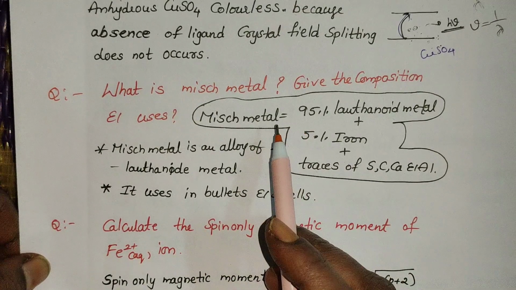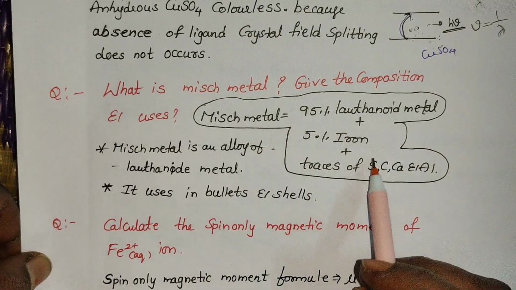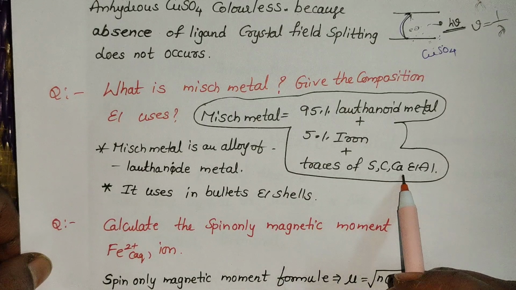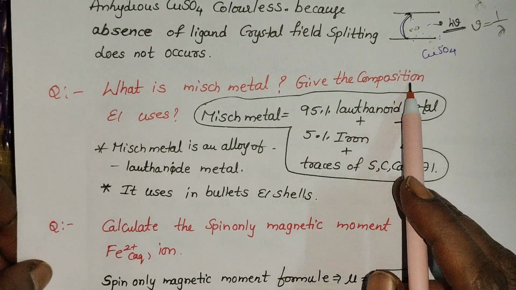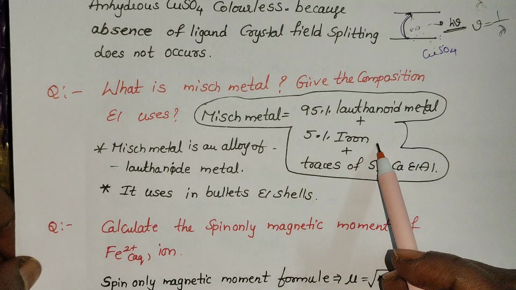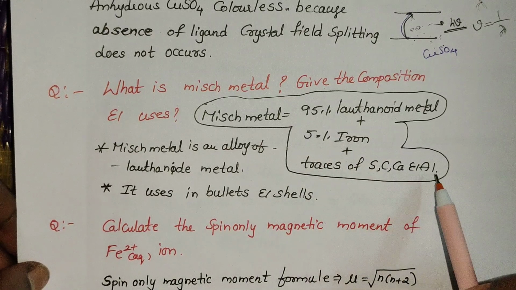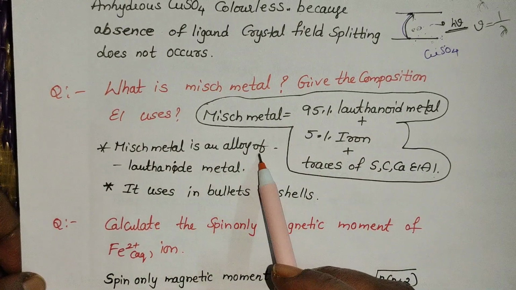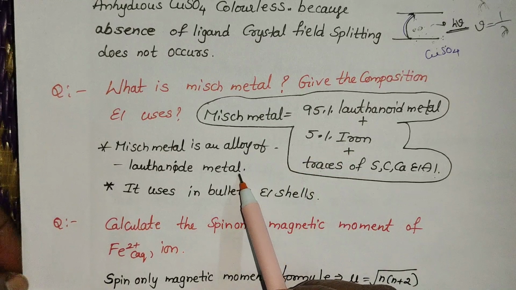Okay, mish metal is an alloy of lanthanide and iron with traces of sulfur, carbon, calcium and aluminum. The composition is 95% lanthanide metal and 5% iron, and traces of sulfur, carbon, calcium and aluminum. Mish metal is an alloy. Alloy is nothing but a mixture of more than one metal.